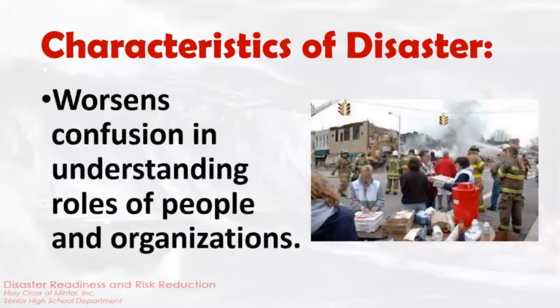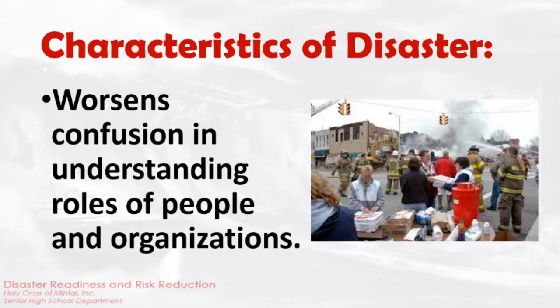Next, it worsens confusion in understanding roles of people and organization. Opo, no? Lumalabas talaga yung confusion always pagka nagkakaroon ng disaster. Like what had happened sa Cagayan Valley na flooding, no? May isang grupo na nagco-coordinate, may isa pang grupo na nagco-coordinate din. So nagka-cause ng confusion, kanino ba kami susunod? So it worsens confusion in understanding the roles of people and organization.